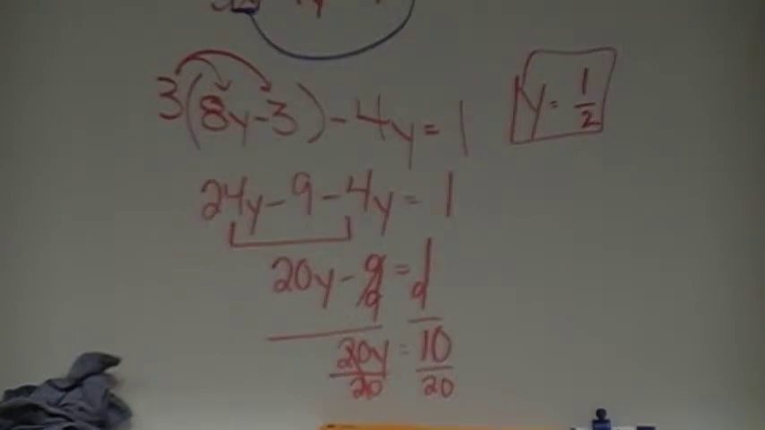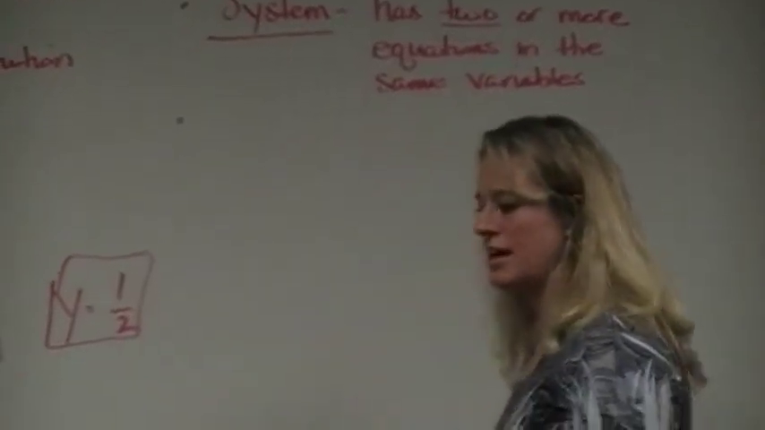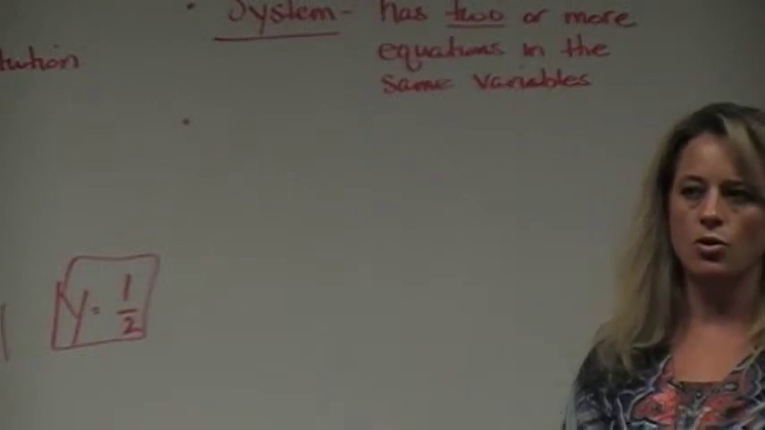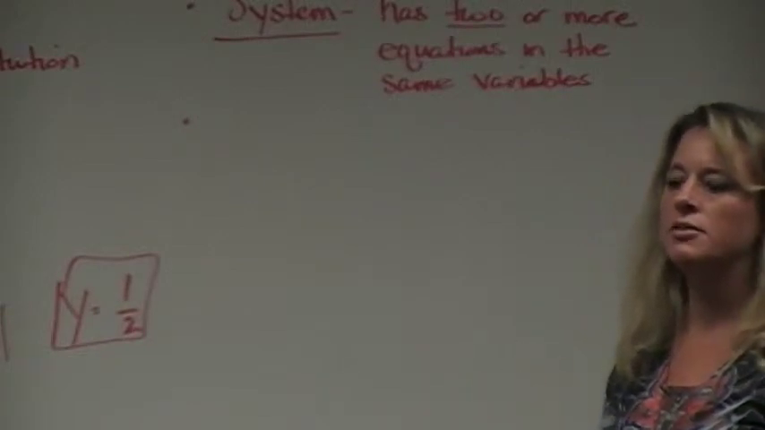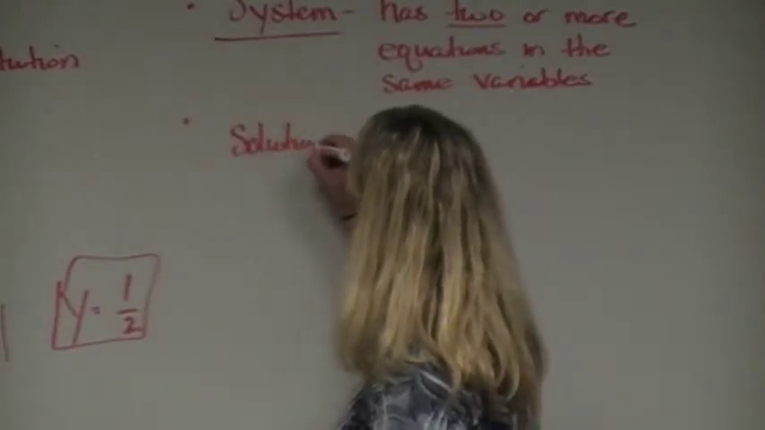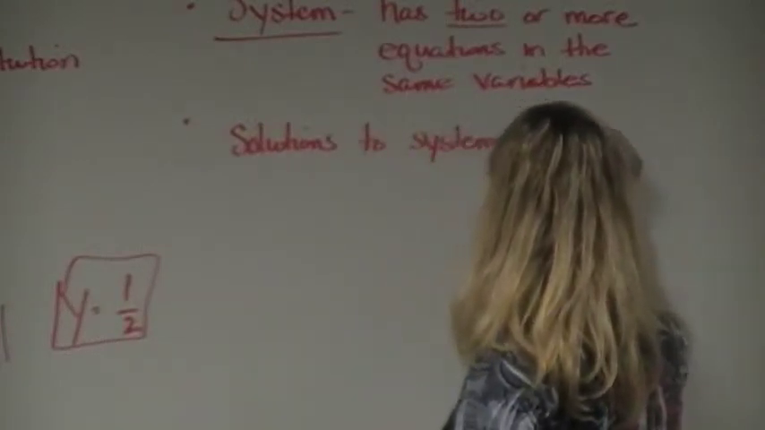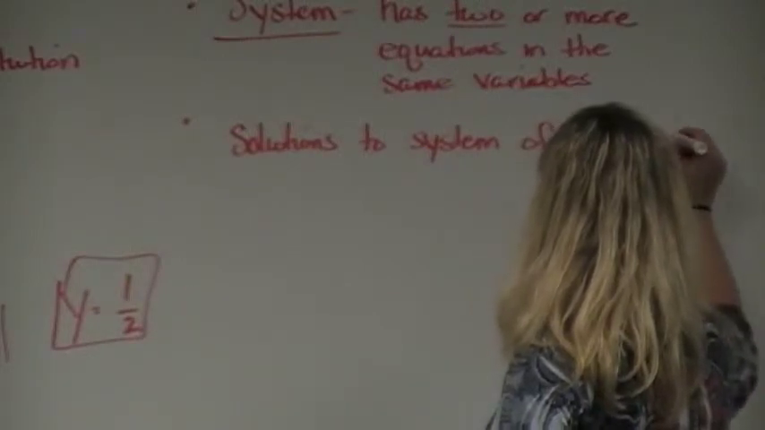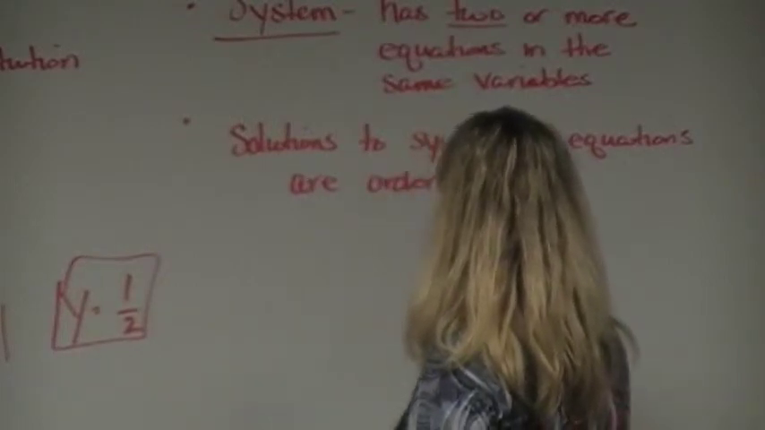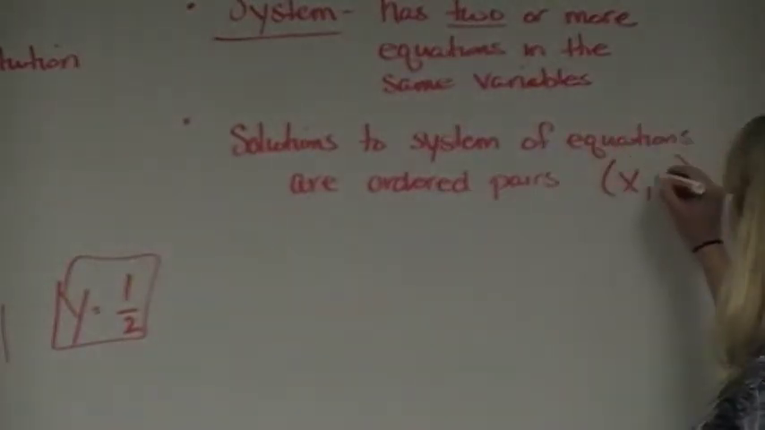Now, let's put this down in our little tidbits of information over here about some things we need to know from this lesson. What do I know that all of my answers should be when I solve a system of equations? Ordered pairs. Let's put that down in our notes. Solutions to a system of equations are ordered pairs. Usually in what two variables? Usually x and y, right.